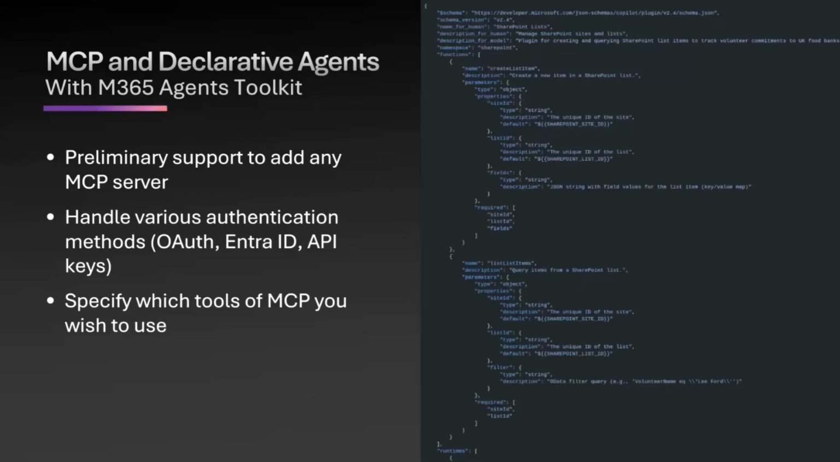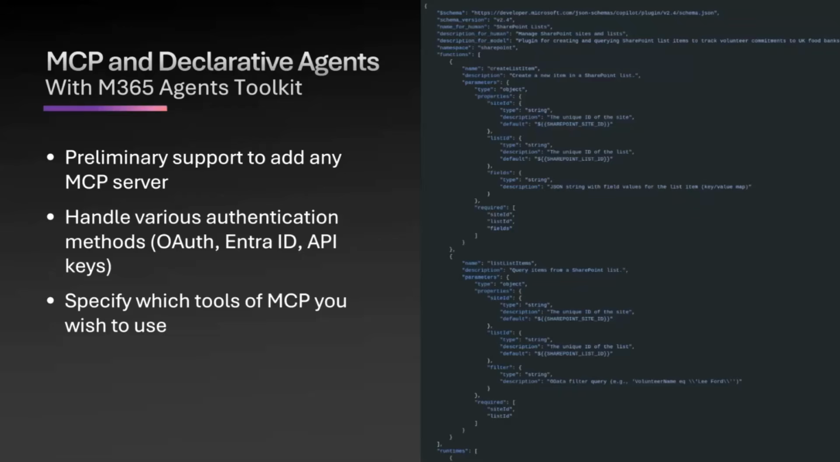Now it does support authentication methods such as OAuth, so we don't have to create our own authentication mechanism or have some middleware, and it just makes things a lot more straightforward. And the idea with MCP as well is you can use it multiple times. So if you configure this for one declarative agent, you could use the same configuration for another.